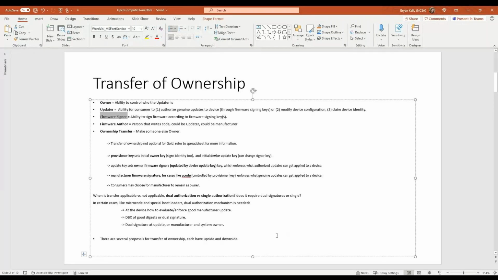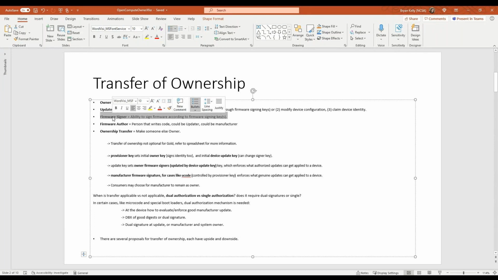It's probably easiest if we take the manufacturer case. There's a manufacturer key whose signature is always verified. Then there's an owner key that is evaluating or enforcing manufacturer updates, and that can be through a list of digests or signatures or one of those mechanisms. But that seems more along the lines of the firmware signer.